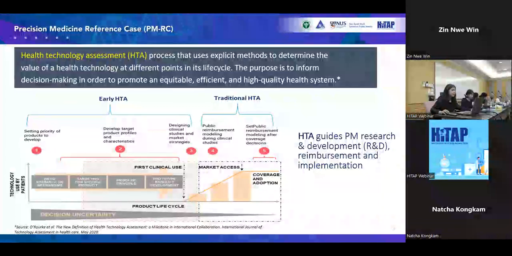Now, health technology assessment is a process that uses explicit methods for determining the value of health technology at different points in its life cycle. We know that precision medicine intervention has the potential to reduce the burden of disease, reduce the cost and potential adverse events. The inclusion of it into healthcare comes at a very high cost. Thus, the benefit of precision medicine should be captured in a health economic framework that justifies the allocation of resources for investment in both the research and development stage, which we call here early HTA, as well as for the reimbursement stage, wherein we can conduct a traditional HTA.